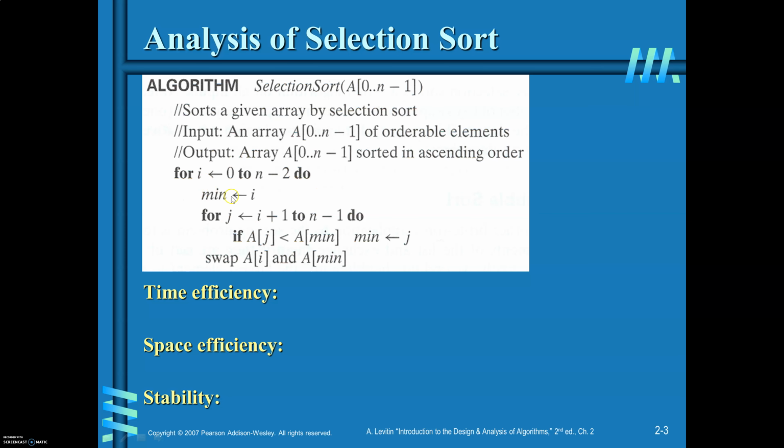algorithm goes like this: vary the i from 0 to n minus 2, set minimum to i. For j equal to i plus 1 to n minus 1, you are required to perform this. If a of j is less than a of min, set minimum to j. Swap a of i and a of min.